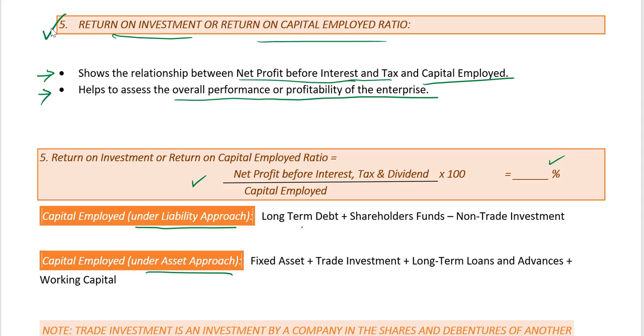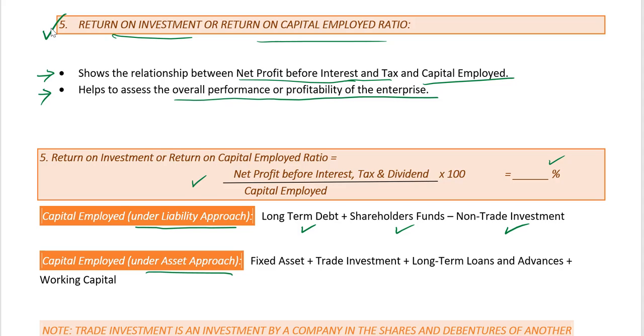We need to take the long-term debt plus the shareholders' funds minus non-trade investment. The long-term debt and the shareholders' funds we arrive at using the same procedure which we used to determine the long-term debt and the equity or shareholders' funds in the debt to equity ratio under the head of solvency ratios.